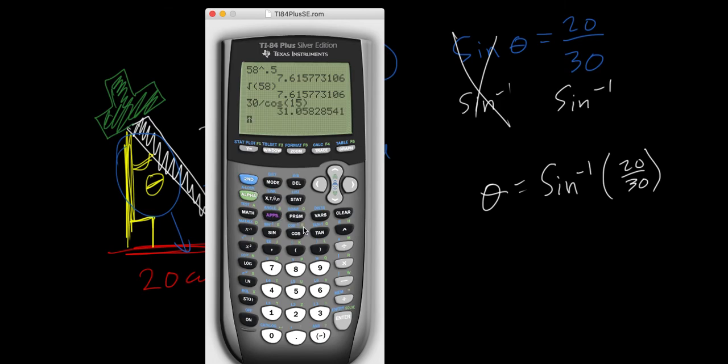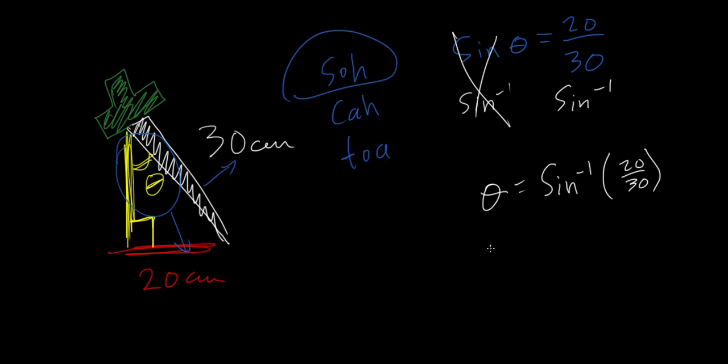So we say second sine 20 divided by 30. We get 41.8. Since my calculator was set to degrees, that's what this would be.